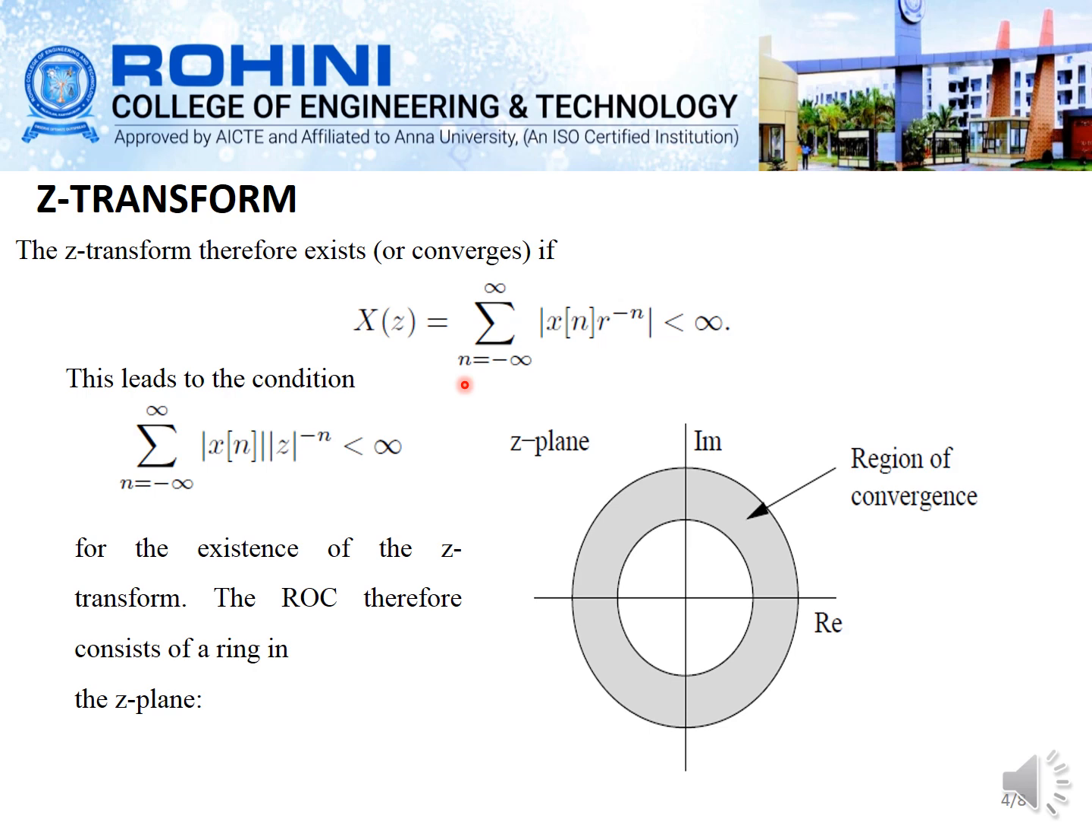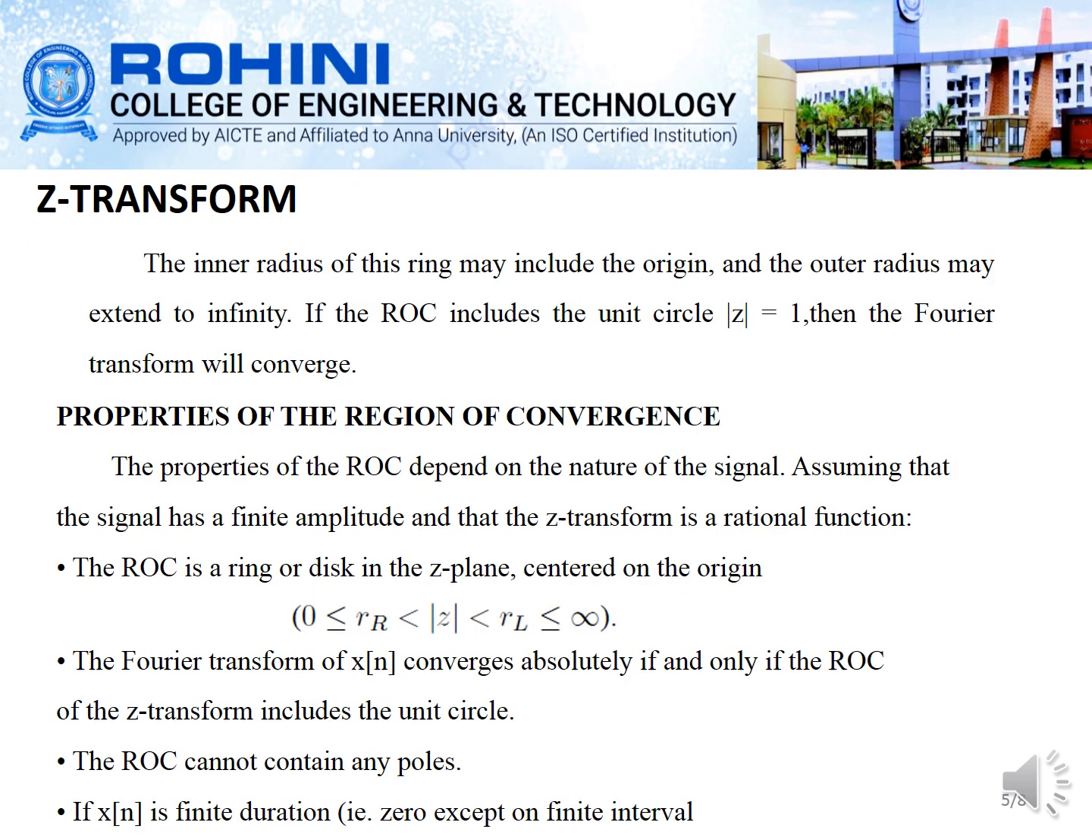For the existence of the Z transform, the ROC therefore consists of a ring in the z plane. And here is another way in which we are marking the ROC. Here the inner circle denotes the unit circle, and the outer circle denotes the poles. The inner radius may include the origin, and the outer radius may extend to infinity. Also, if the ROC includes the unit circle, modulus of z equal to 1, then the Fourier transform will converge. And we can see some of the properties of the region of convergence.